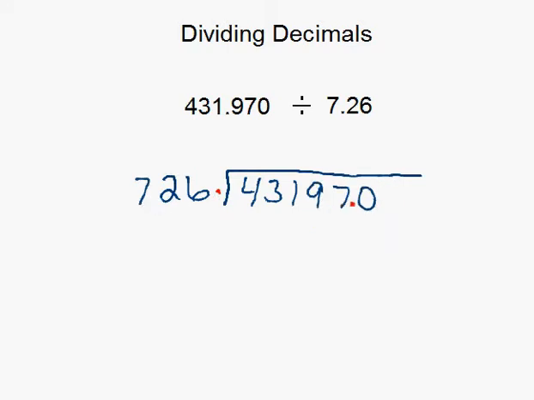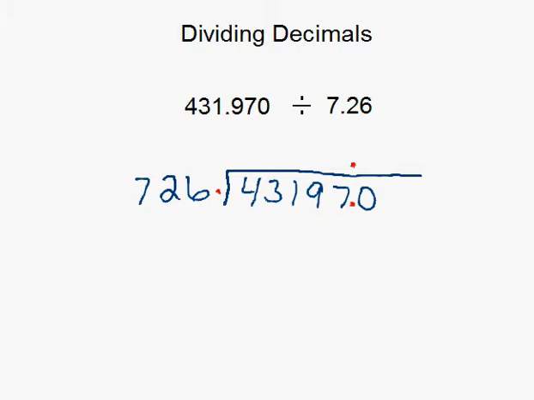So we're now dividing 726 into 43,197.0. And let's place a decimal point above the decimal point on the inside. Okay? So you must place a decimal point right above the decimal point inside. And now let's divide. Let's divide 726 into 4,319.